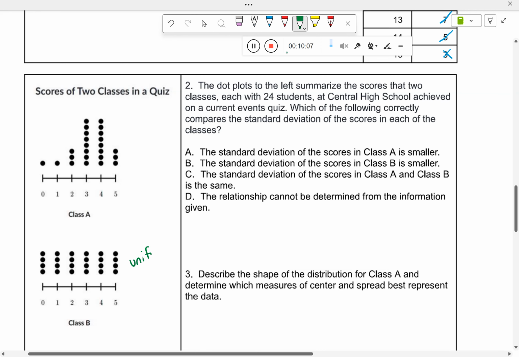Now, we would call class B a uniform display of data because like 4 kids got a 0, 4 kids got a 1, 4 kids got a 2. There's a consistent height to the bars all the way across this line plot.